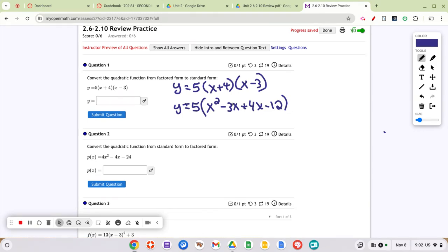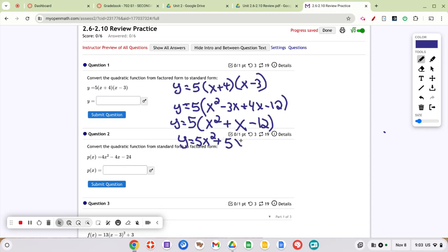through to everything. First thing I'm going to do though is clean this up one more step. 5 times (x squared, and I'm going to combine my like terms. Negative 3x's, positive 4x's, we end up with 1x, and I don't have to write the 1, duh. 1x, okay, and then minus 12). Now I'm going to finish it off by doing y is equal to, and I'm going to distribute this 5 through everything. So 5x squared plus 5x, 5 times x is 5x, and then 5 times negative 12 is negative 60, okay.